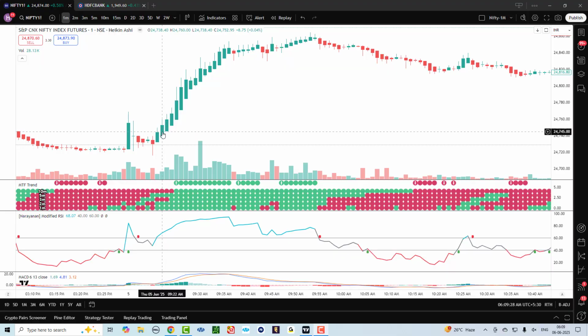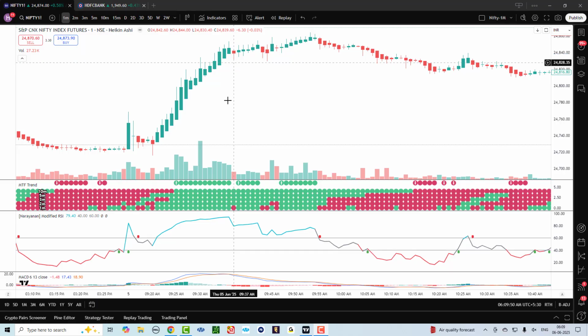So let's say this is a level, if you look to the right side, this is a level of 24,745. And you could have ridden all this. And of course, the MTFT is telling you the master indicator is lit up and custom RSI is nicely in a bullish zone with no sign of coming down. So this tells you to stay in this winning trade all the way till here.